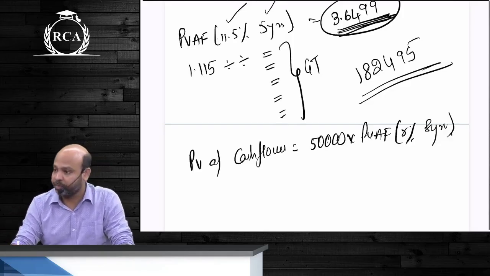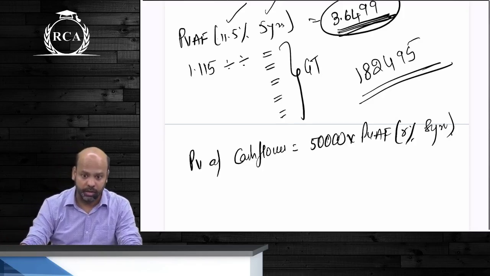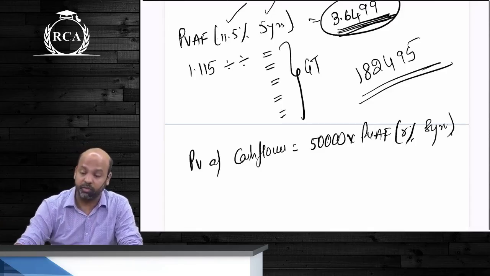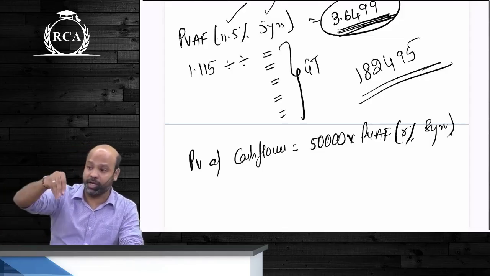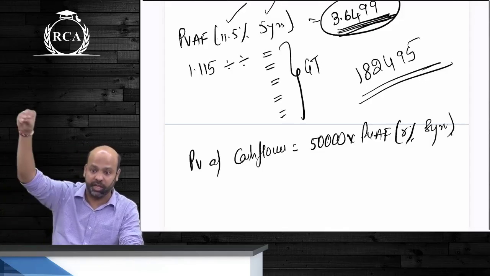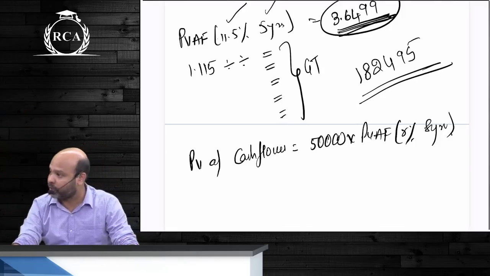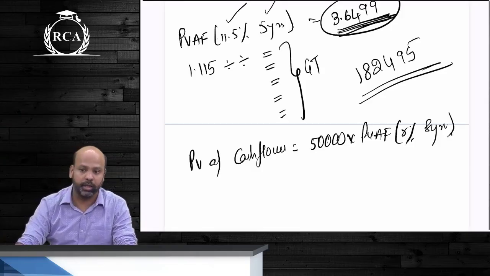Any doubt in this? Whatever calculation you just did was for present value of annuity regular. This annuity factor is all for regular only. When I compute 1 rupee present value, did I not take 1 rupee at the end of first year, at the end of second year, at the end of third year? So all the calculations by default are for annuity regular, not for annuity immediate or due.